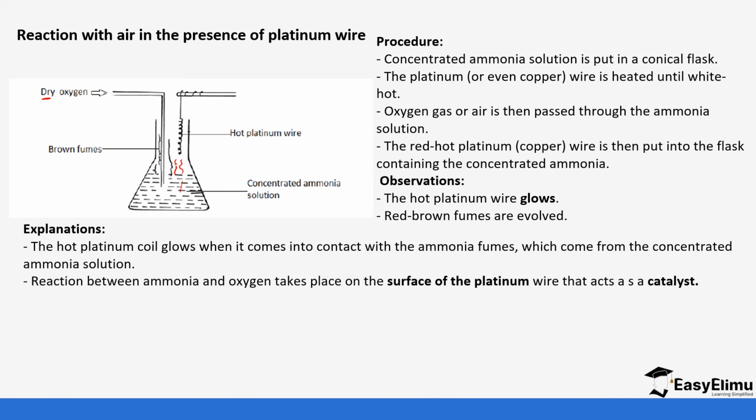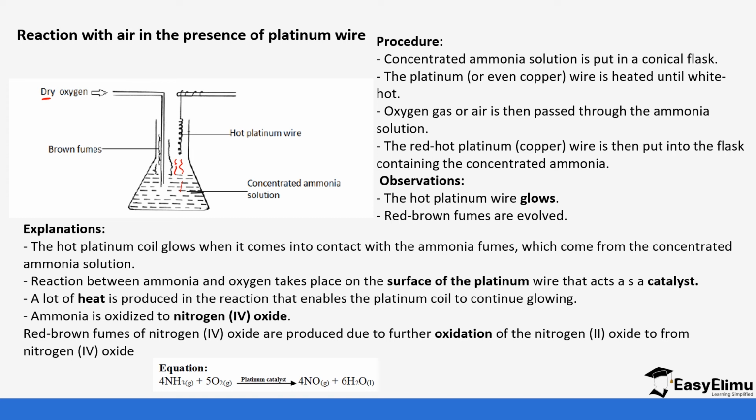The reaction between ammonia gas and oxygen takes place on the surface of the platinum catalyst. It speeds up the reaction. A lot of heat is produced in the reaction, which enables the coil to continue glowing. Ammonia is oxidized to nitrogen 4 oxide, which are the red fumes that you observe after some time. So ammonia plus oxygen forms nitrogen 2 oxide, which quickly forms nitrogen 4 oxide. We said one of the things with nitrogen 2 oxide is that when it is exposed to the air, it oxidizes very quickly to form nitrogen 4 oxide.